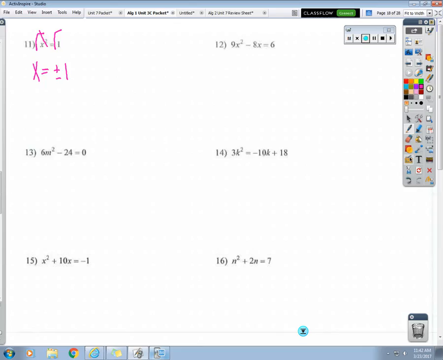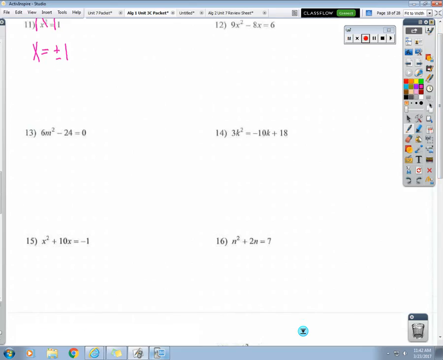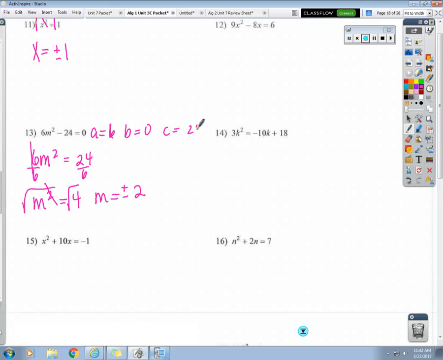So for number 13, if we're using that same method, couldn't we add the 24 over first? And then what could we do? Divide by that 6. And now you have m squared equals 4. And now to get m by itself, square root. So m equals the square root of 4, but we should have 2 answers, plus or minus. Now, if you don't remember that method, couldn't you just say a is 6, b is missing, so it's 0, and c is negative 24, and solve quadratic formula? And you'll still get those same answers.